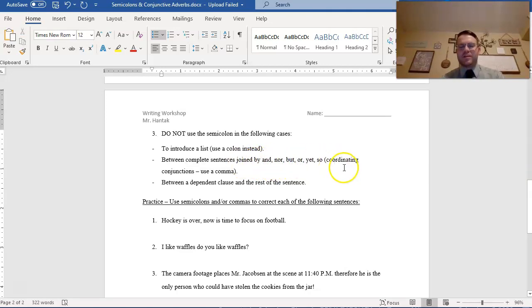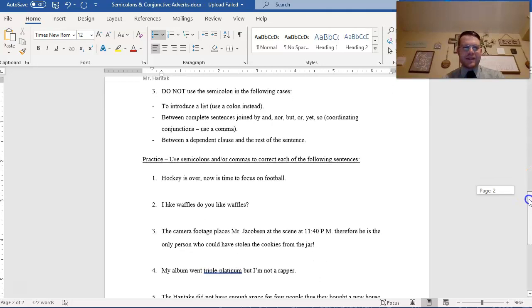If you're using a coordinating conjunction between complete sentences, use a comma instead, comma conjunction. We never need to separate dependent clauses and the rest of the sentence using semicolons. Again, if you get a dependent clause first, use a comma. If your dependent clause comes second, you do not need a comma at all. No punctuation.